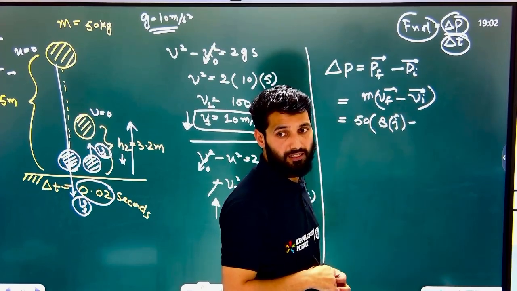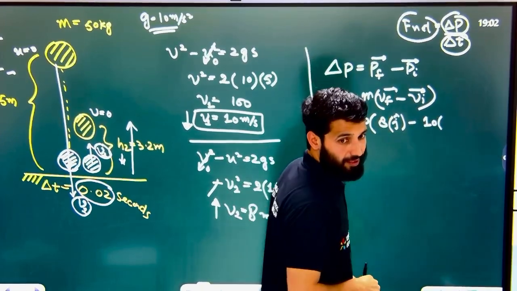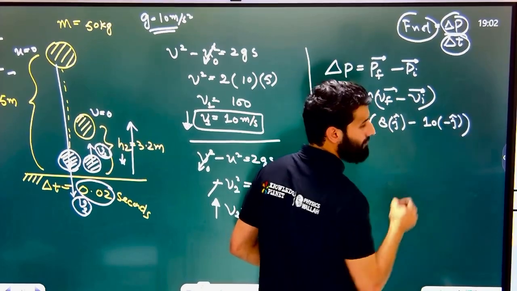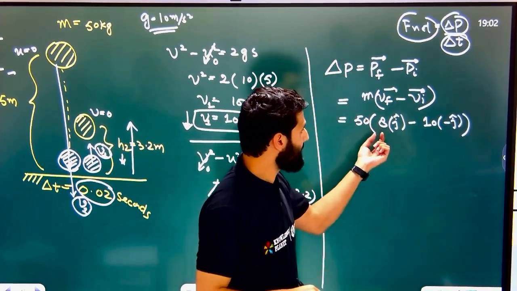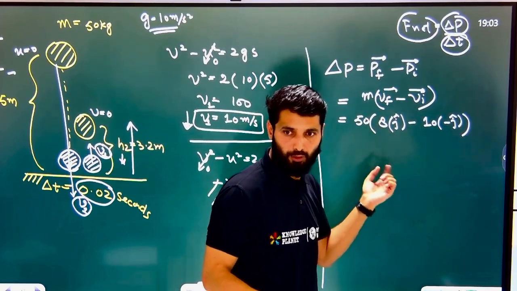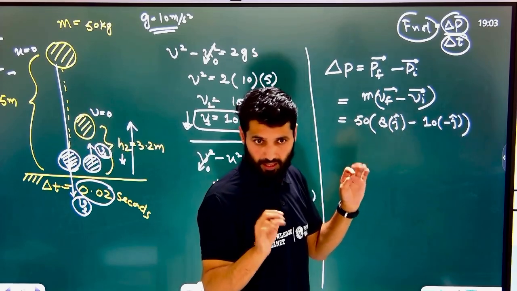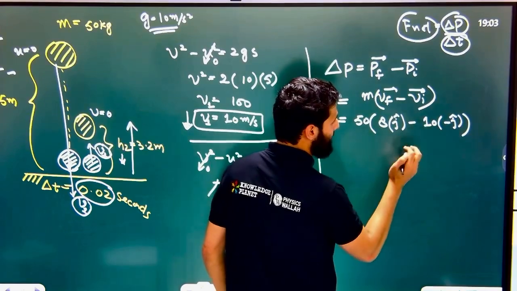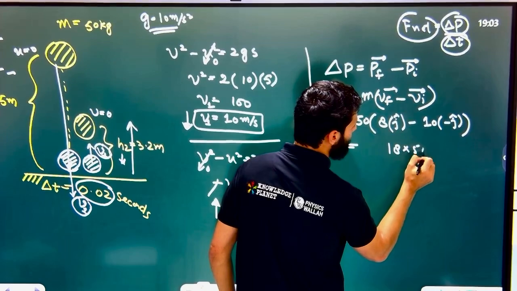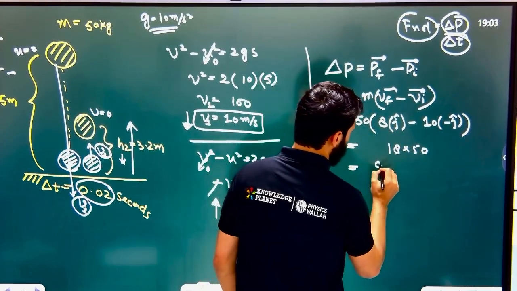What is v initial? 10. What is the direction? Downwards, so negative j cap. If we had subtracted them like scalars, we would have got 2, 10 minus 8. But we cannot do that. We have to take the direction into consideration as well. So 8 plus 10, we got 18, into 50. How much did we get? 900.